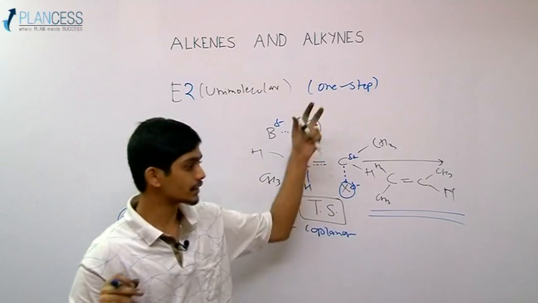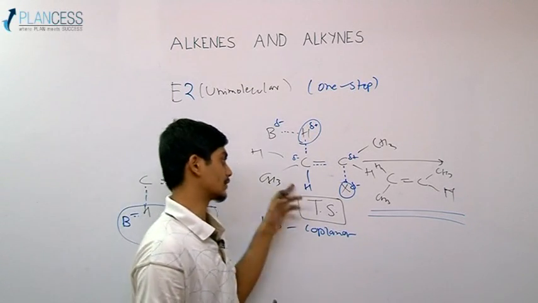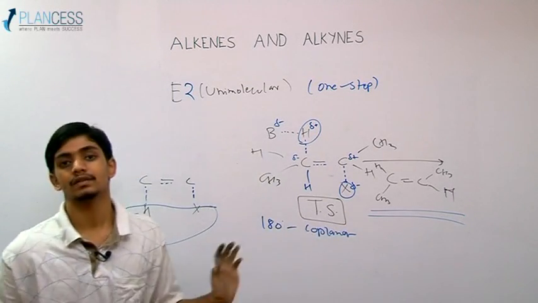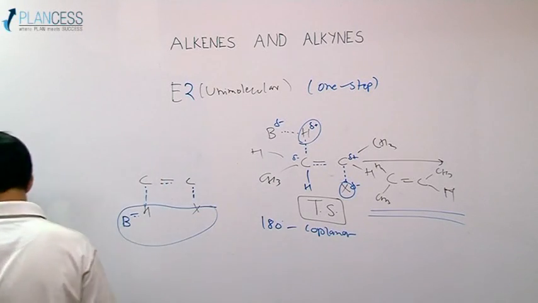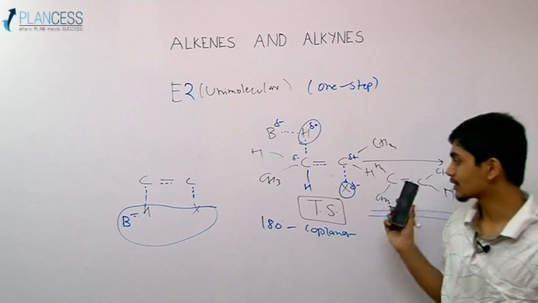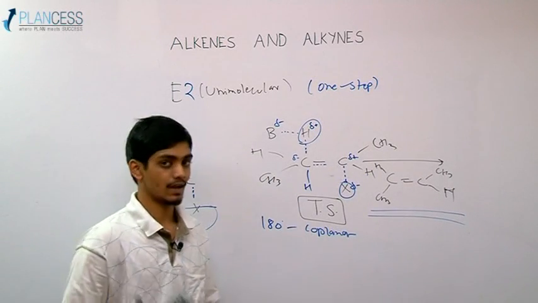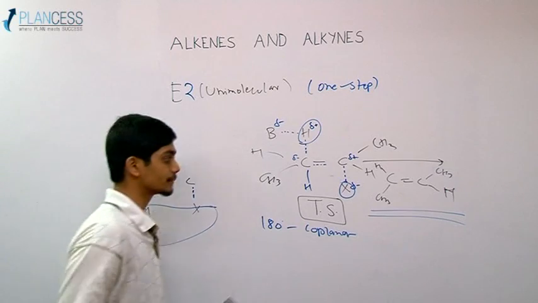If this cannot convert into a conformer or some other configuration in which this hydrogen is anti to X, then this elimination will not occur. And by conformers, that means there is a very good use of conformers in this, which we will see in the advanced level. I will give you a question in which you will see that.